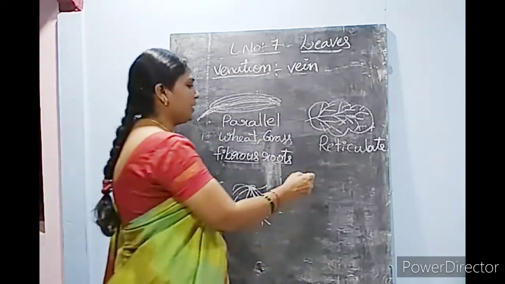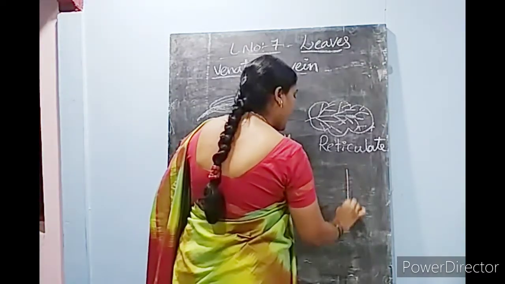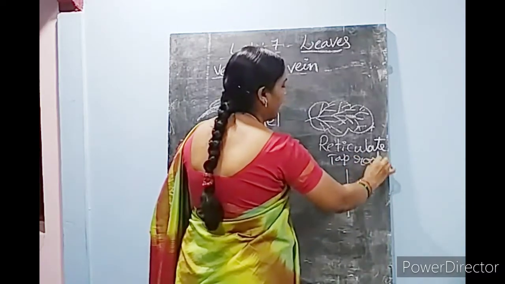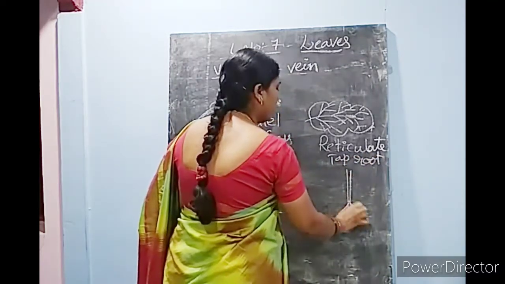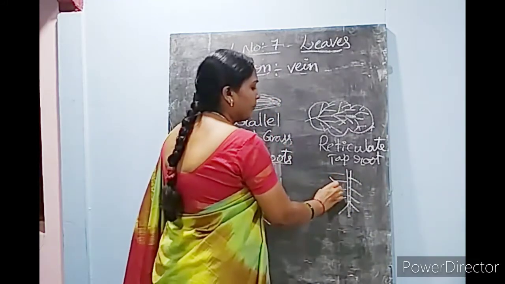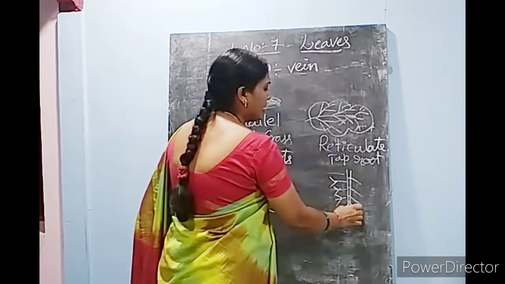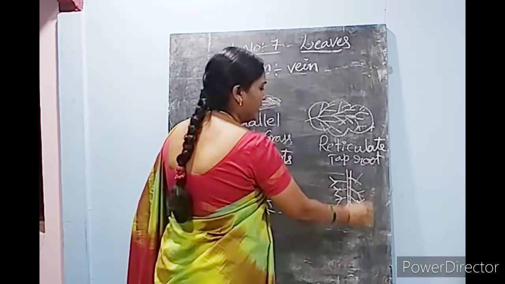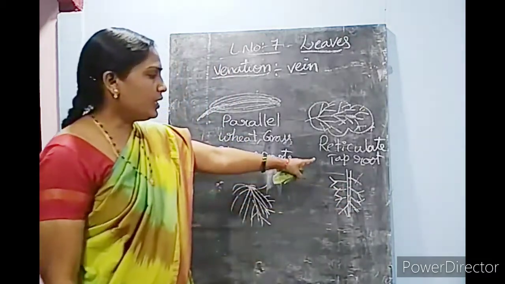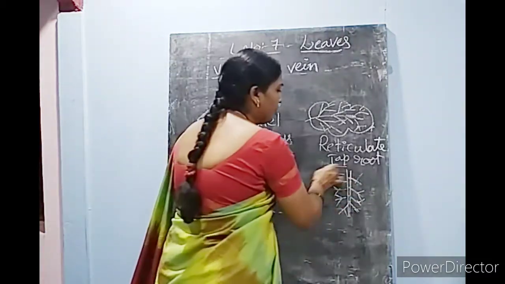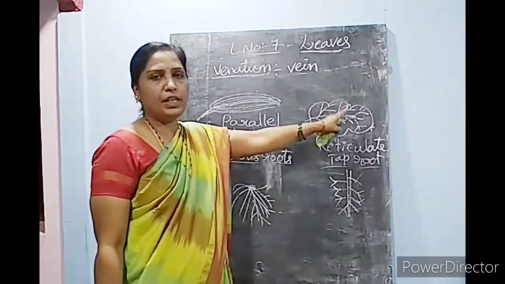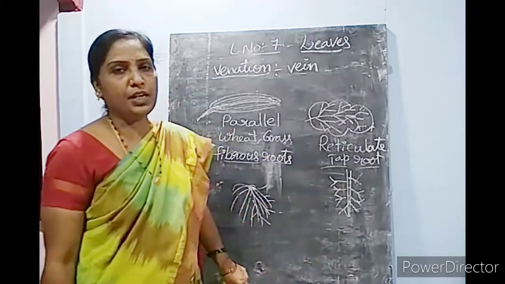Reticulate venation, you can see in the plants which have tap root. The plants which have tap root will have reticulate venation. That means there is a main root in the tap root system. One main root will be there, and from this main root all the other roots grow. So such a root system is called tap root. All the plants which have a tap root system show reticulate venation.